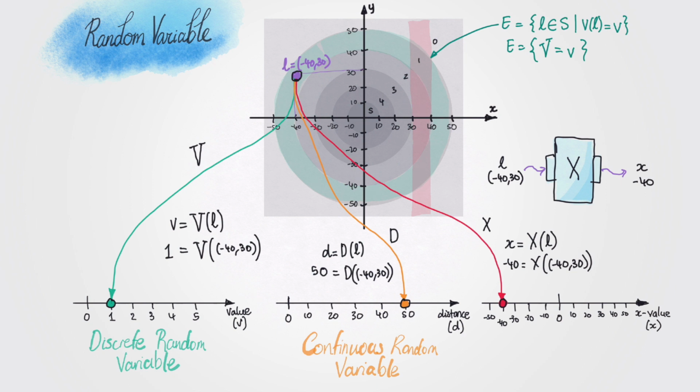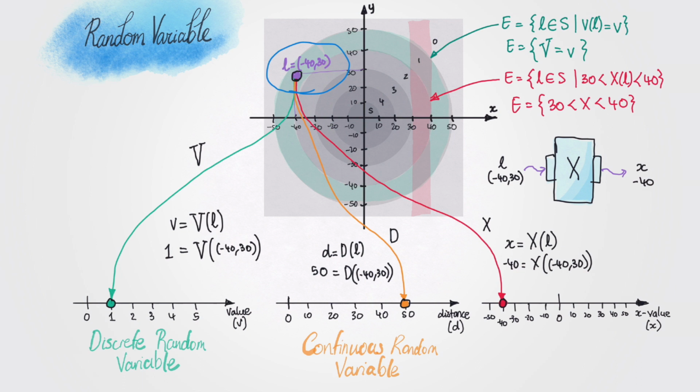We can go ahead and write this set directly as well. Again, we're just saying that L is an element of S where the x value is somewhere between 30 and 40. We can also go ahead and shorten this too. So I hope you understand that random variables just give you a useful way to take any element of your set and write it in terms of a number. You can also use conditions on these numbers, like the condition where we wanted a number between 30 and 40, to form new sets that we can use in our probability calculations.